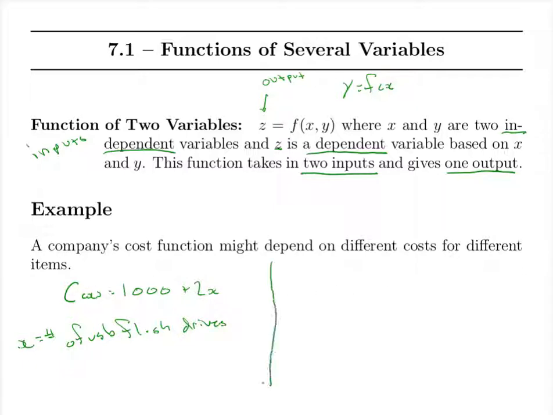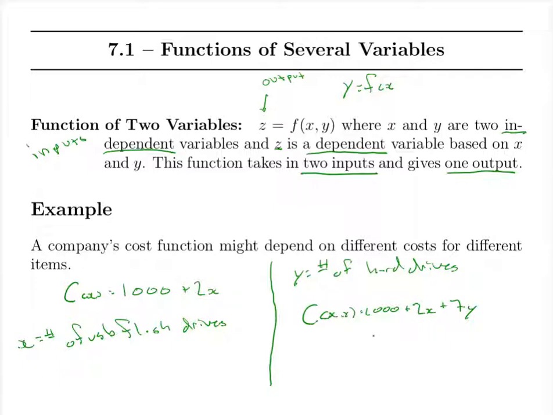But what if our company also produces hard drives for computers? Maybe now we have a total cost where we still have $1,000 overhead, and it still costs us $2 per flash drive, but maybe it also costs us $7 per hard drive. Now we have a cost function that's based on both x and y. X and y are both going to be impacting our costs, but we'll notice that the number of hard drives doesn't impact what's happening with our flash drives, and the number of flash drives doesn't impact what's happening with our hard drives. X and y are independent of each other.